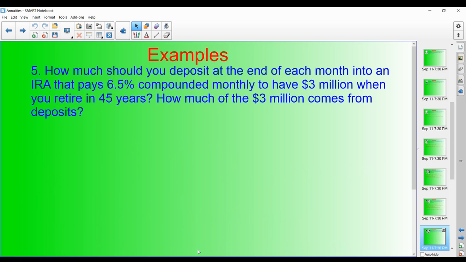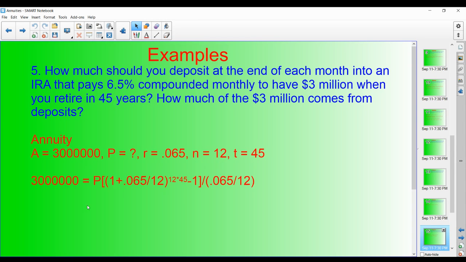A problem may also ask, how much should my payment be? How much should my deposit be? So this one is asking for P. I'm going to set up an annuity because it's monthly payments. I know my final value is 3 million and I need to know P. I still know the rate is the same. This time the time is 45 years. And then N is 12 because it's monthly. There's 12 months in a year.